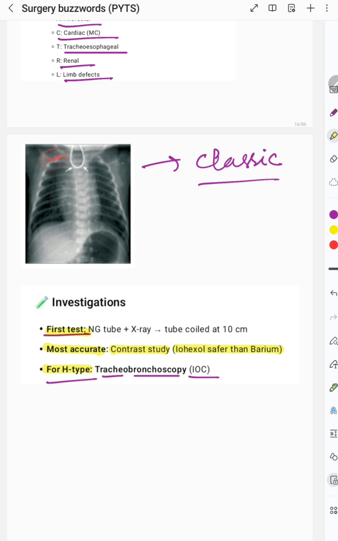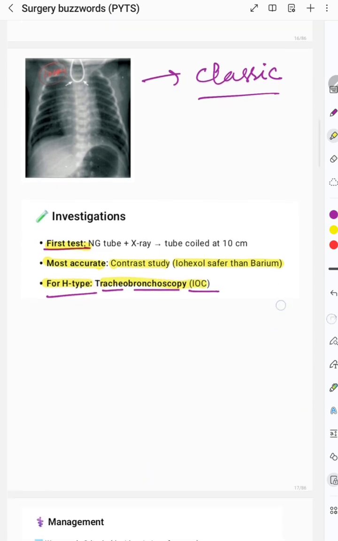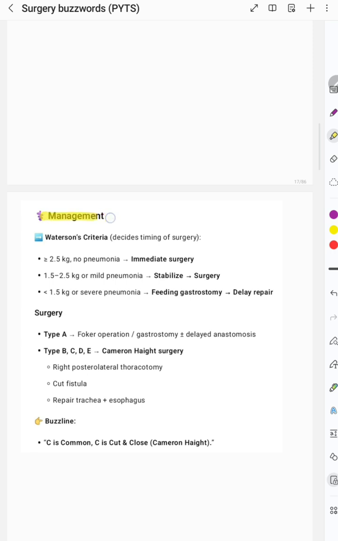This we have to remember. If they have specifically mentioned type E and H, this will answer it. And now the management, how can we remember? Waterson's criteria is important. So what is Waterson's criteria? It decides the timing of the surgery.